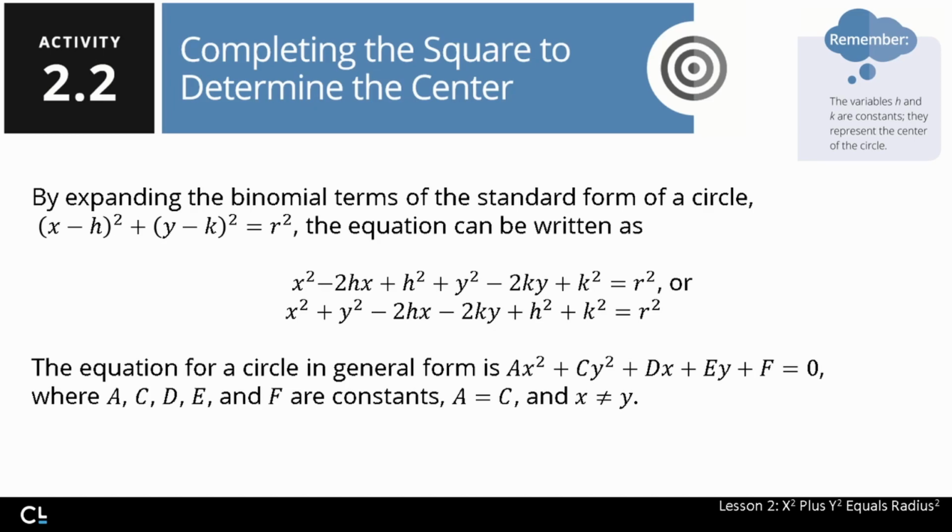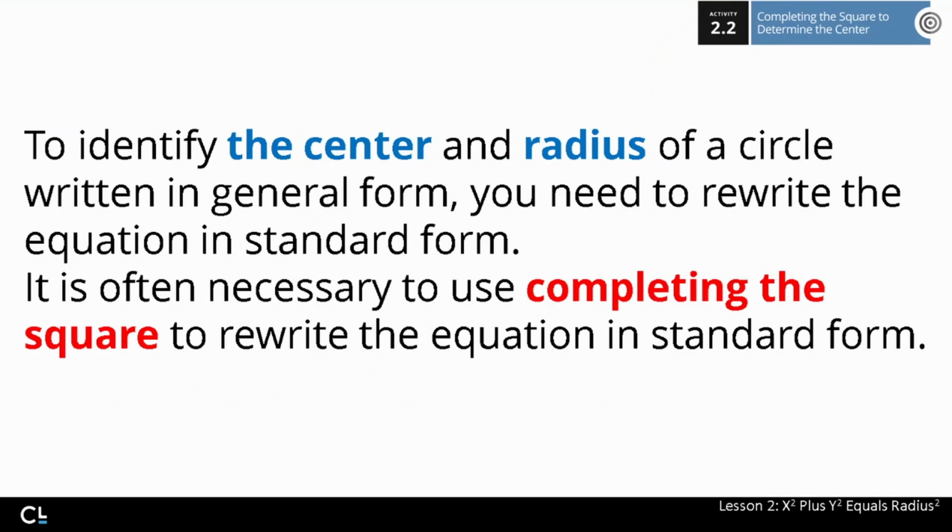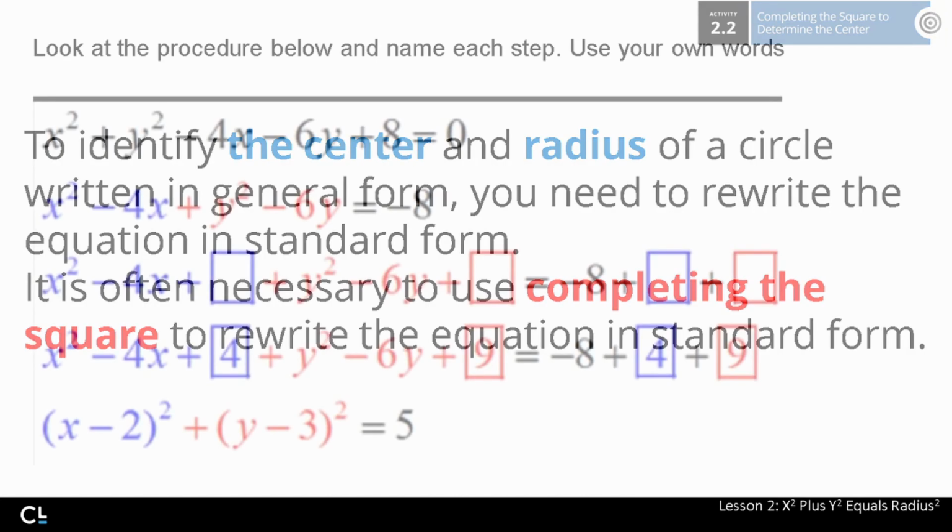So this is just a quick overview of that. And it's probably super confusing with all these letters. So let's actually get into a problem and do a little bit of a review so we understand what we're doing here. To identify the center and the radius of a circle written in general form, you need to rewrite the equation in standard form. It is often necessary to use completing the square to rewrite the equation in standard form. And that's what we're going to have to do right now.